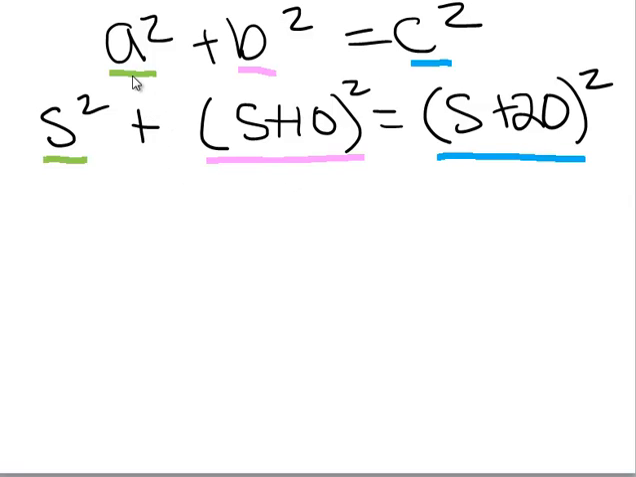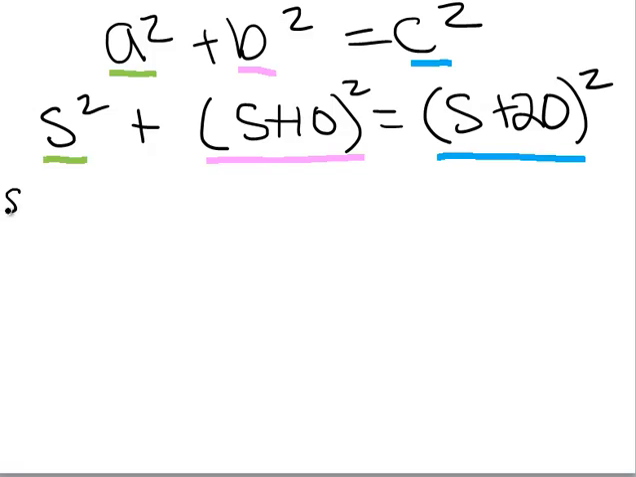Here we have, again, a squared plus b squared equals c squared, and I used some color coding to help you see what I'm talking about. So here a squared is s squared, b squared is (s plus 10) squared, and then (s plus 20) squared is c squared. So again, color matching. And now I'm going to do some work.